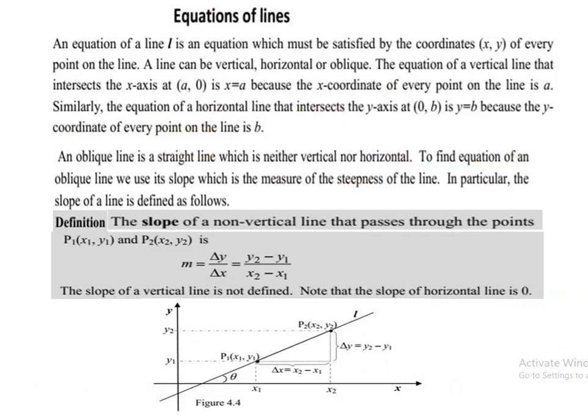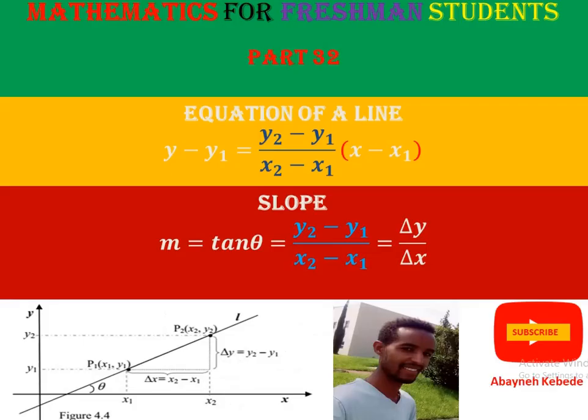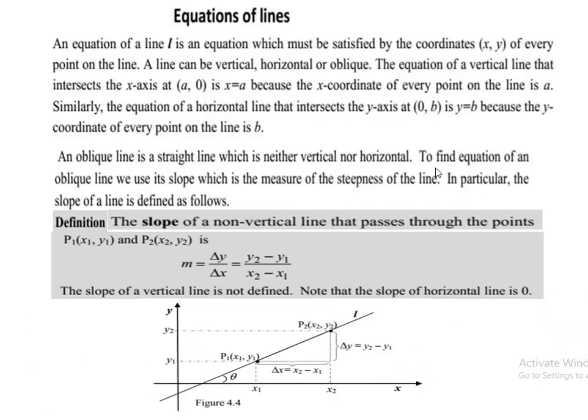Now in today's video, we will see the equation of a line. What does the equation of a line look like? Equations of a line can take many forms, and we will see them. First, let's look at the equation of a line. An equation of a line is an equation which must be satisfied by the coordinates (x, y) of every point on the line.